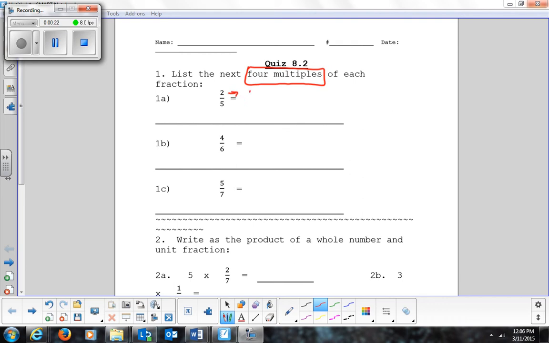4. Or what? 6. Good. And then what's next? 6. Then what's next? 8. And what's next? 10. Good. Okay. For 6, where am I starting, Brantley? 4, 6, equals 8. Why? Because you're timesing what by 2? Good. Okay. What's after 8?